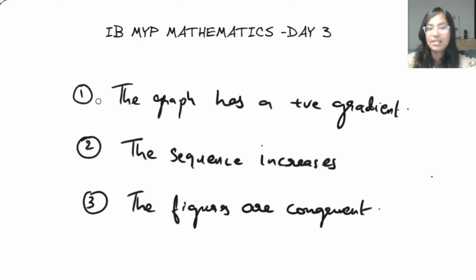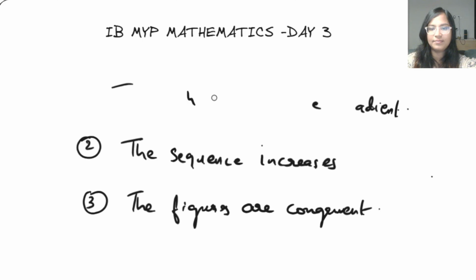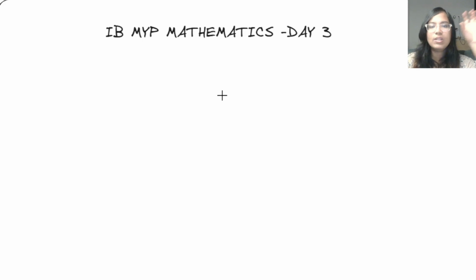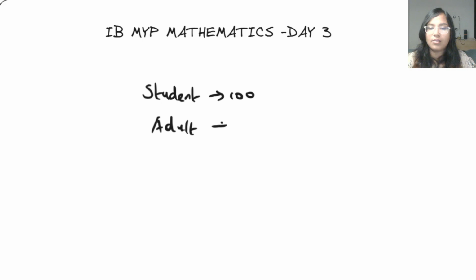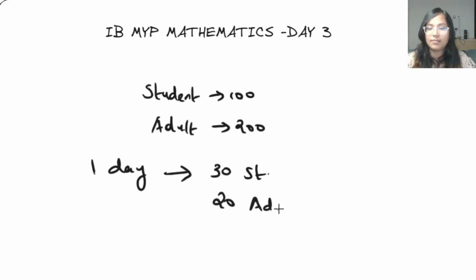Let's do a real IB style investigation. Imagine a school is selling tickets for a concert. Student tickets cost rupees 100 each. Adult tickets cost 200 each. In one day, the school sells 30 student tickets and 20 adult tickets. How much money did the school collect?